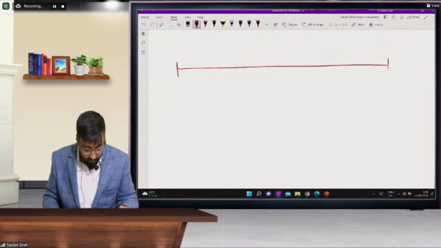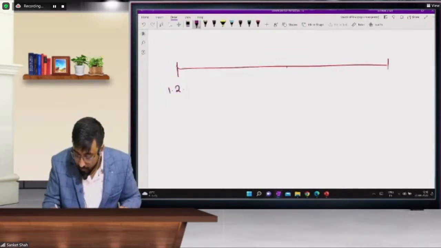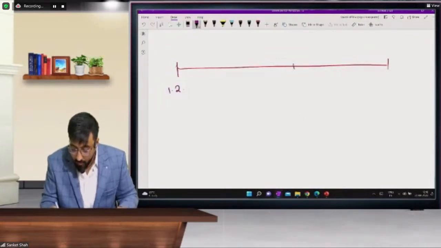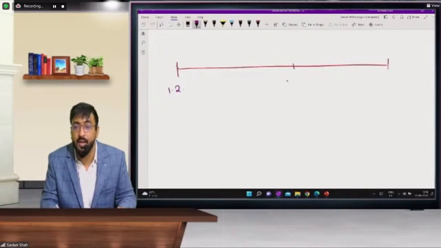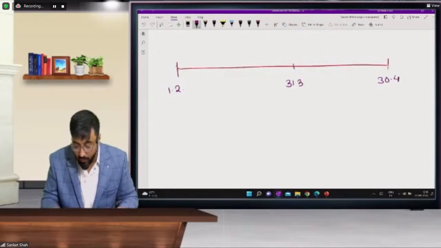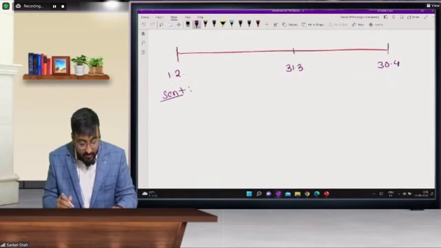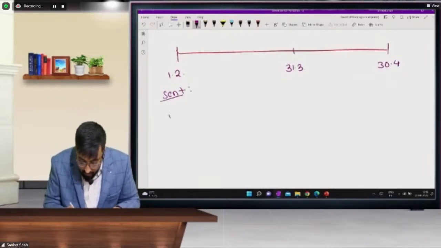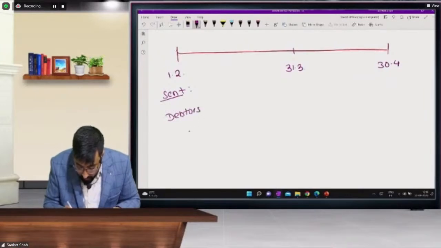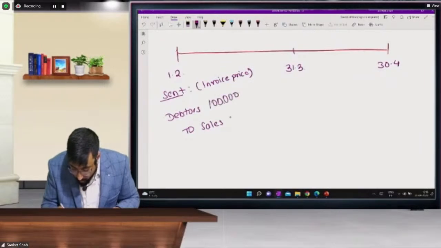So beta, 1 February. After 1 February, this came in between, 30 April, and here came 31 March. So one more time. When goods are sent, what is the entry? Debtors account debit to sales. At what price? Invoice price. What is the invoice price? 1 lakh.